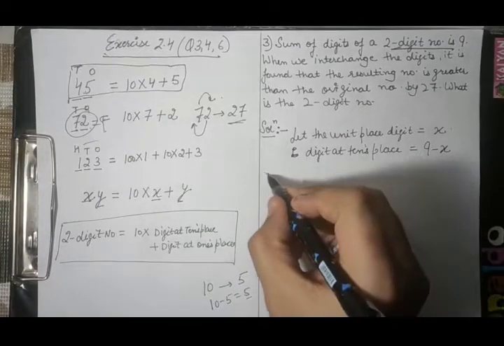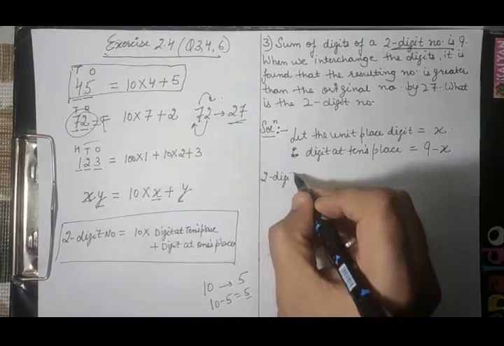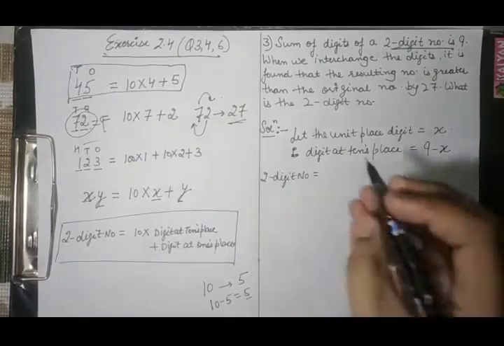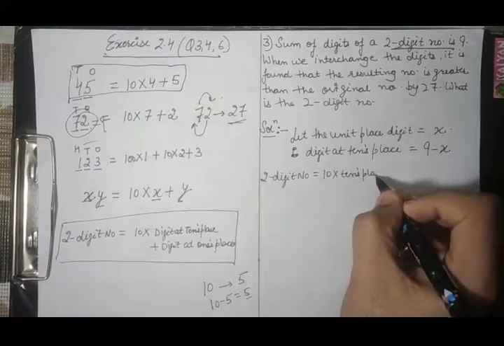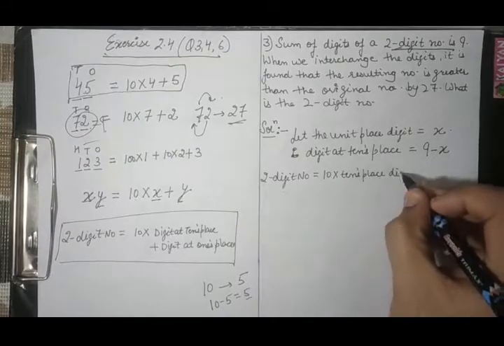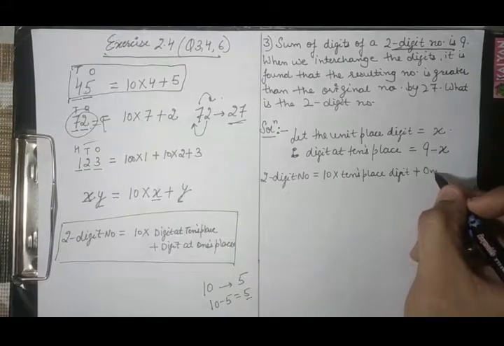So any two digit number can be written as 10 into tens place digit plus ones place digit.